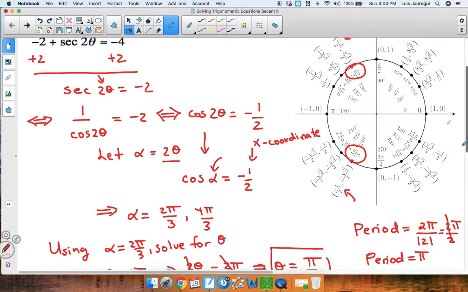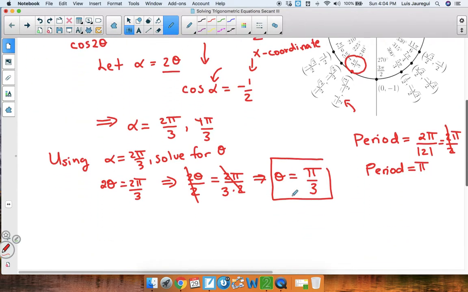And why is that relevant? Because going back to this one, to generate the next angle, we're going to take theta to be pi over 3 plus the period of pi. Let's multiply that pi by 3 over 3 to get the common denominator. So the next angle happens to measure 4 pi over 3.